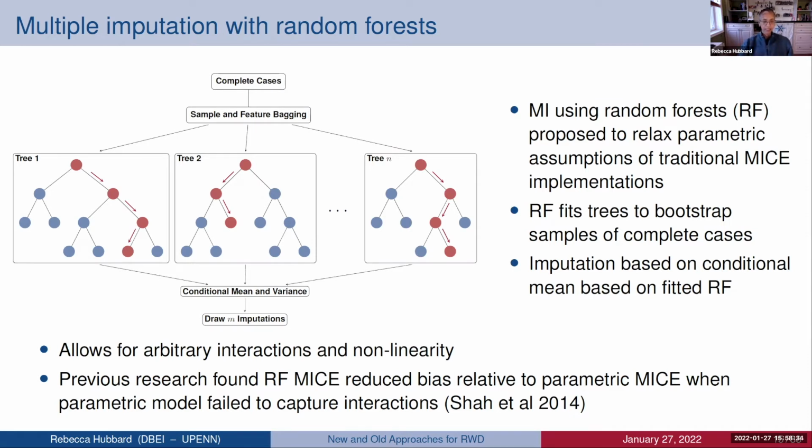There have been a few previous studies in the epidemiologic literature, in particular, looking at random forests as conditional models used in a MICE context. And they found that random forests perform similarly to a standard parametric MICE when there weren't interactions or nonlinear terms. But when there were interactions that had not been included in the parametric MICE model specification, using the random forests did outperform the traditional MICE. It was able to pick up those interactions and more flexibly fit the data.